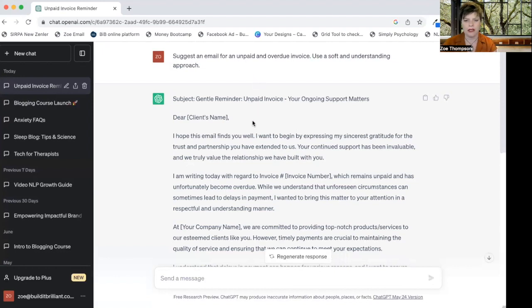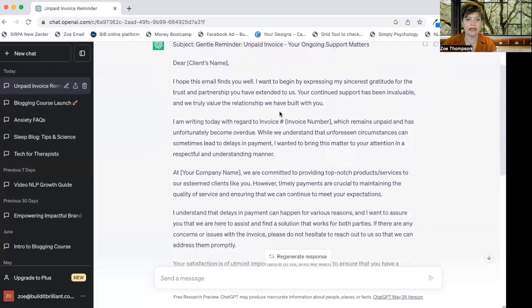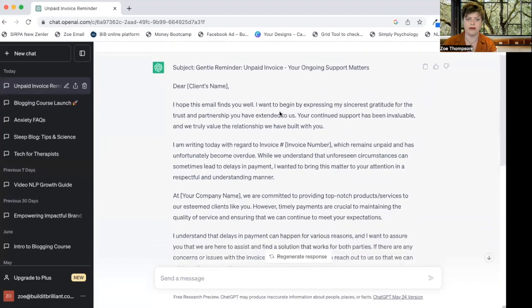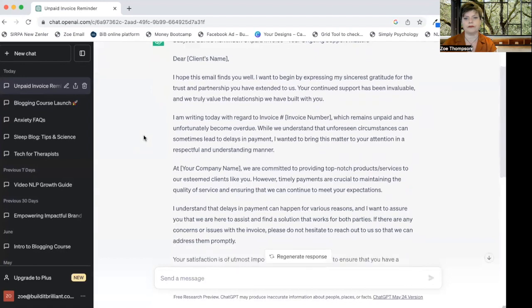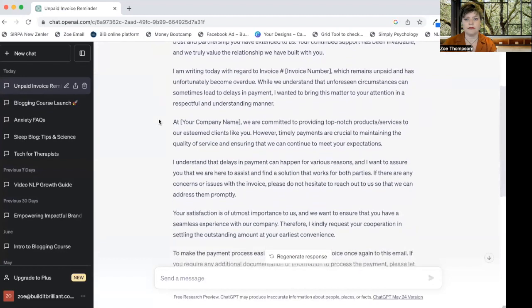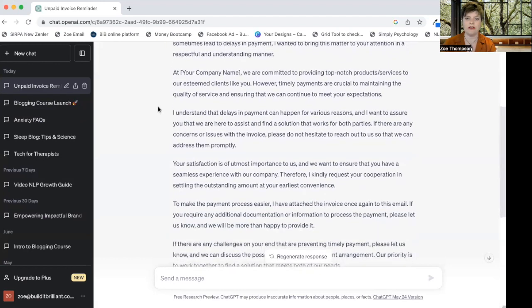that I want. Now, in my opinion, it gives you the subject line, which is really good. So you don't have to think about that. And then here's the email that it's come back. In my opinion, this is a bit long, but I'd probably take some bits of this. And again, some of it isn't in my language, but some of it is. Some of it is a little bit cheesy. Like, I wanted to bring this matter to your attention in a respectful and understanding manner. I'm not sure I'd go that far, but it gives you a really good starting point.